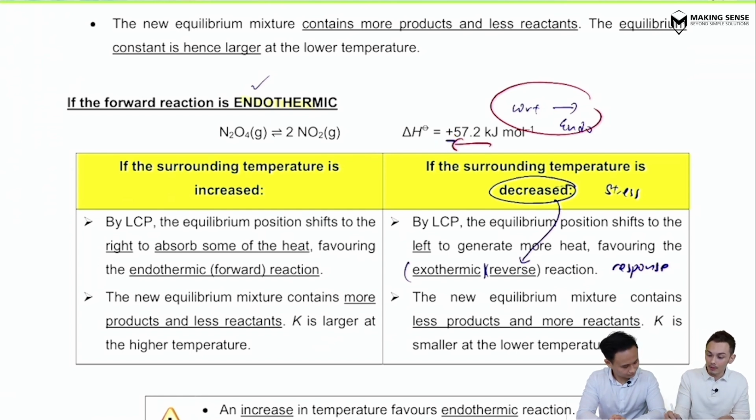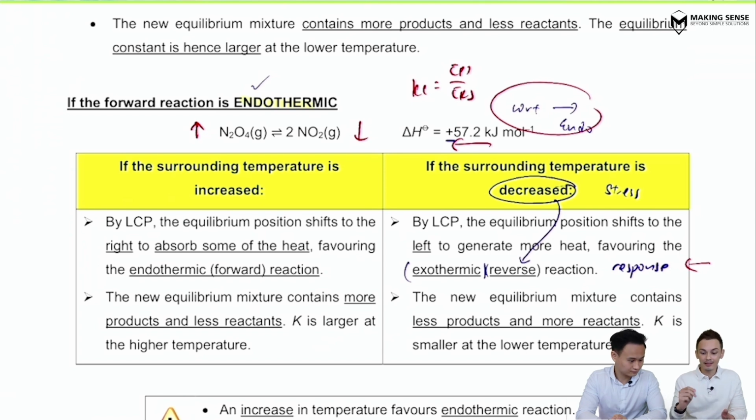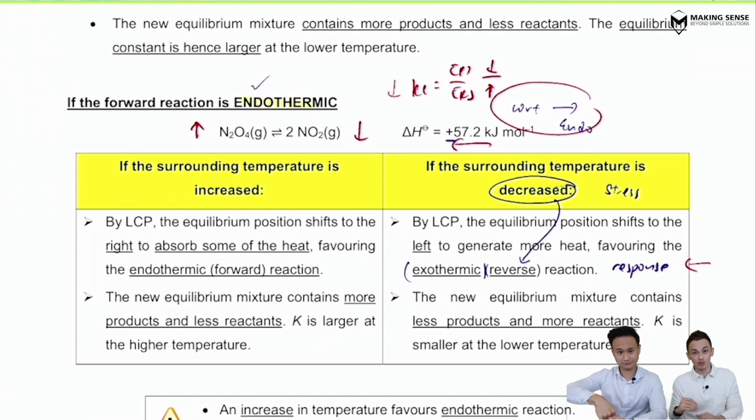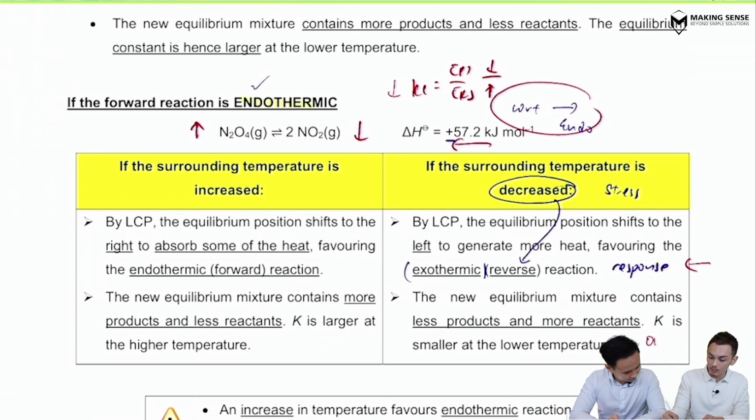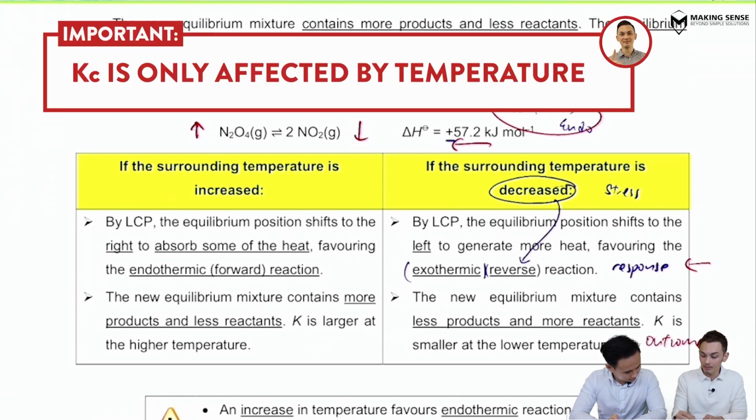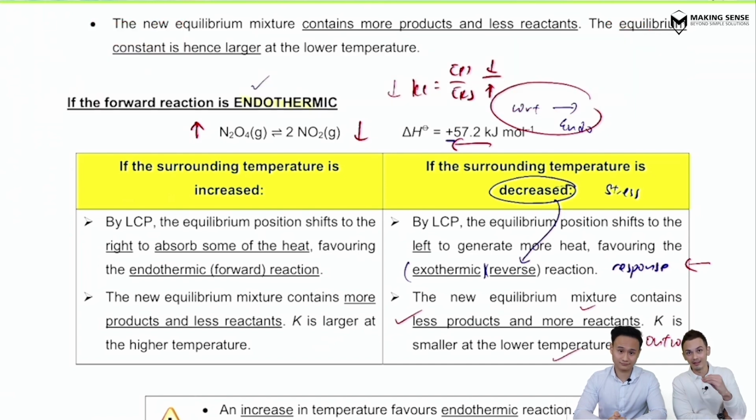So in this case, if the response is to shift backwards, then we are going to expect more reactants and less product. And remember, Kc is always the ratio of the products divided by the reactants. Since there are now more reactants and less products, mathematically speaking, what's going to happen to Kc? Kc is going to drop. So you have to explain this is going to be the outcome: you have less products and more reactants, and Kc is going to be affected. Remember this, temperature is the only stress that can affect the value of Kc.